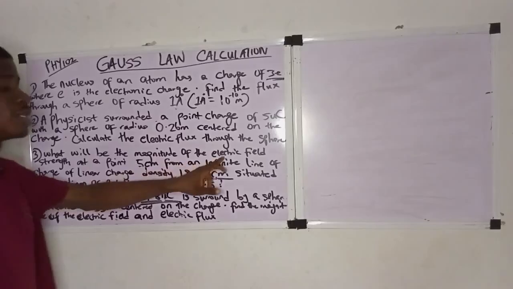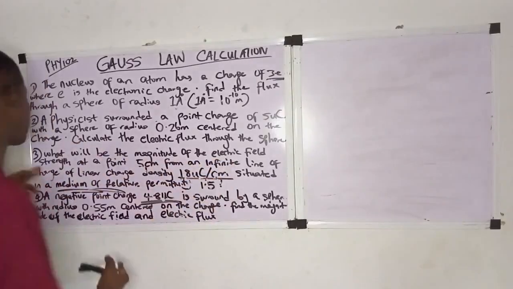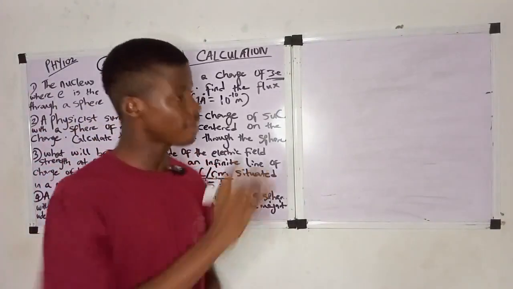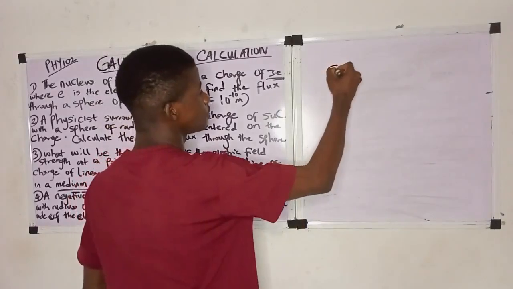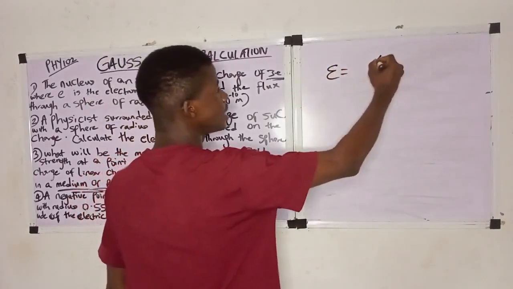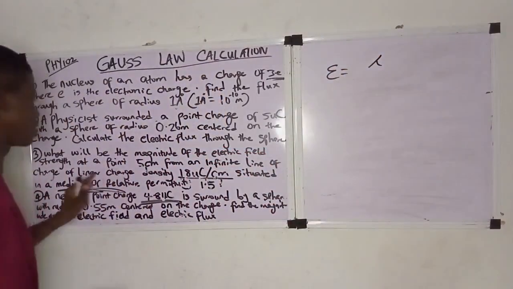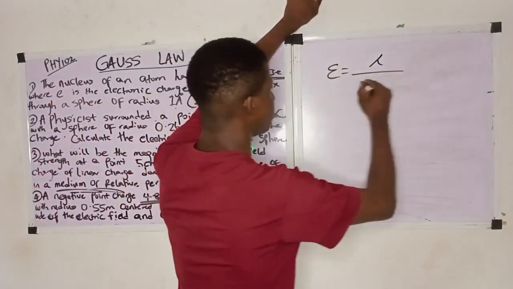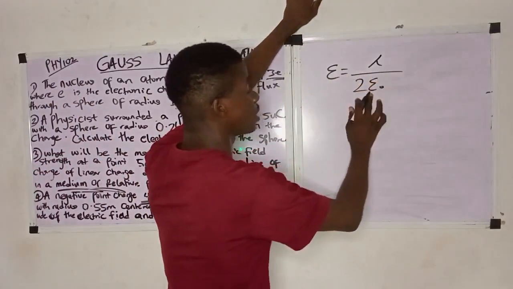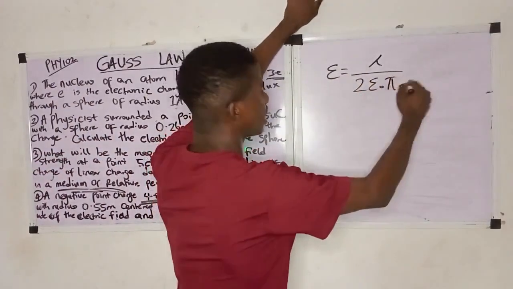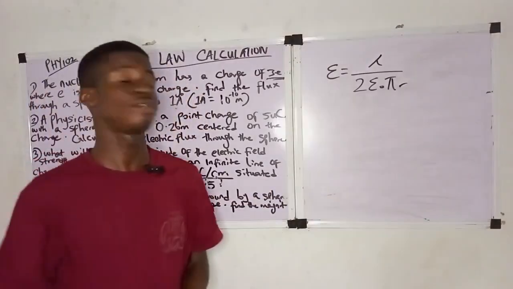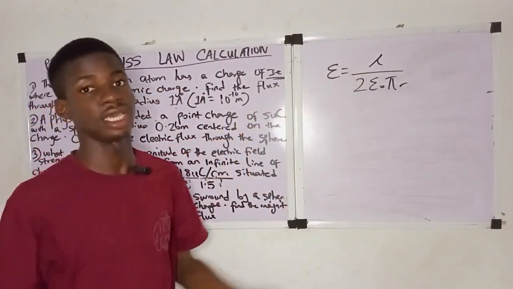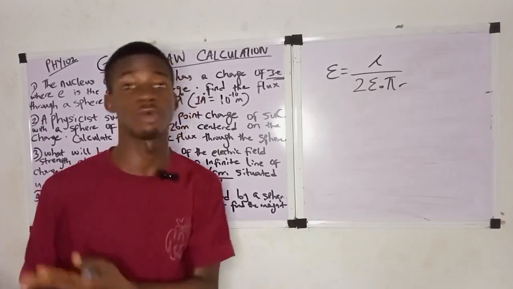They tell us to look for the electric field of an infinite line of charge that is situated in a medium. Now let me give you the formula. Electric field is equal to linear charge density divided by 2 times permittivity of free space times pi times r. This is the formula that relates linear charge density with electric field. If you have not watched our previous class video, I advise you to go and watch it.